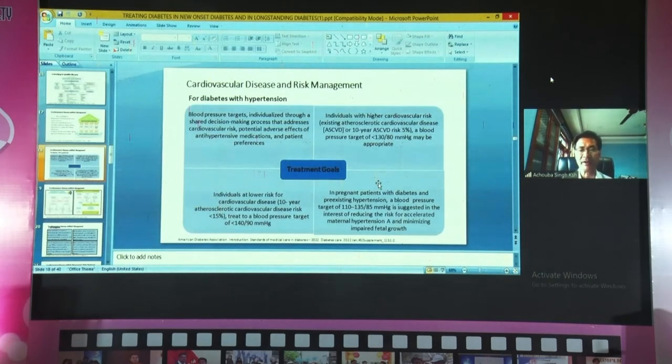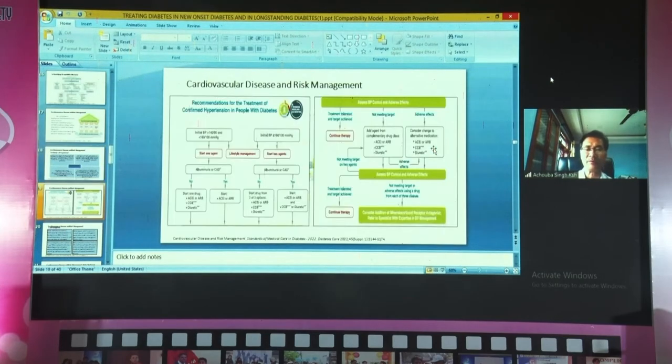For individuals with ASCVD or a 10-year ASCVD risk of 15% or more, a blood pressure target of less than 130/80 may be an appropriate option. For individuals at lower risk for CVD, with a 10-year atherosclerotic cardiovascular disease risk of less than 15%, treatment to a blood pressure target of less than 140/90 is optimum. In pregnant patients with diabetes and pre-existing hypertension, a blood pressure target of 110 to 135/85 is suggested in the interest of reducing the risk of accelerated maternal hypertension and minimizing impaired fetal growth. So that is the goal for treatment of blood pressure.